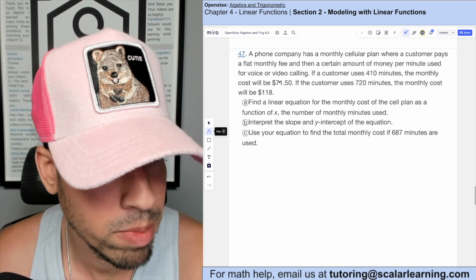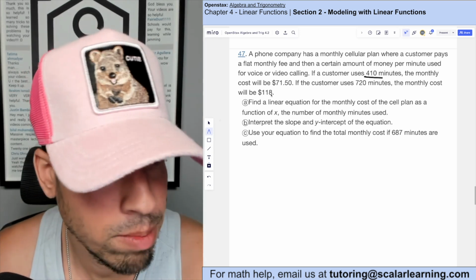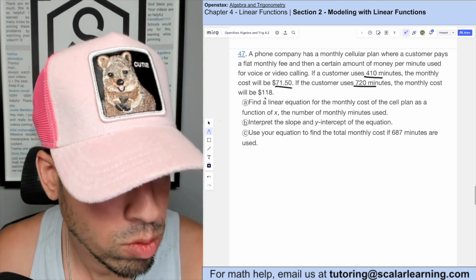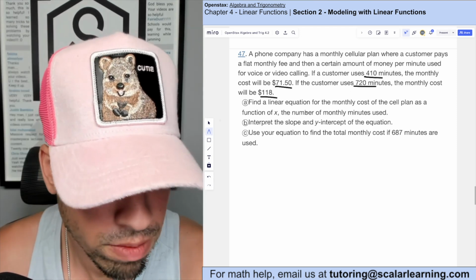A phone company has a monthly cellular plan where a customer pays a flat monthly fee, then a certain amount of money per minute used for voice or video calling. If a customer uses 410 minutes, the monthly cost will be $71.50. If they use 720 minutes, it will be $118. Find a linear equation for the monthly cost of a cell plan as a function of x.